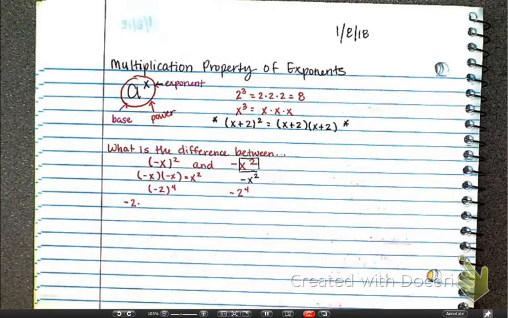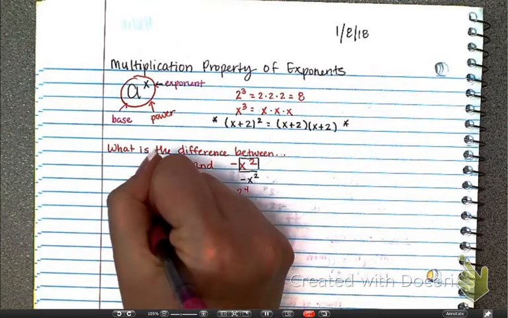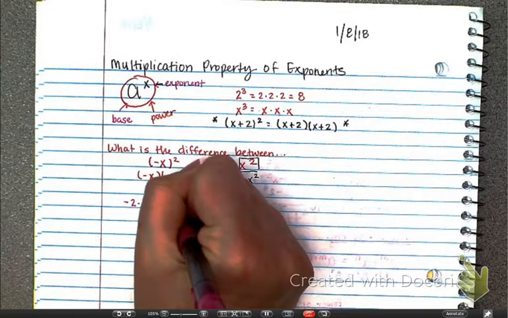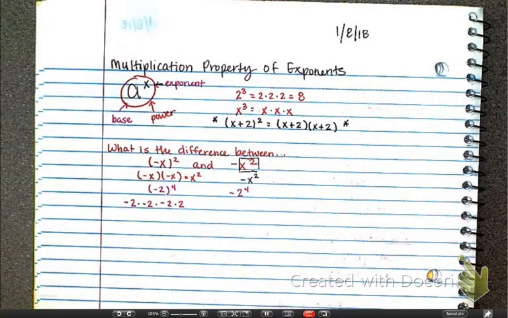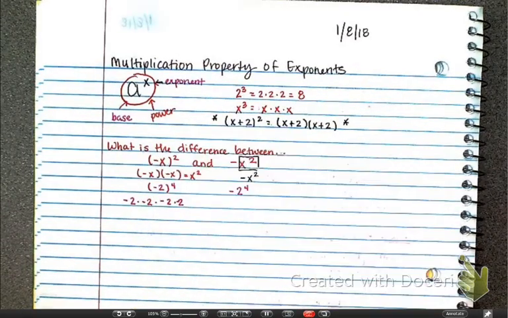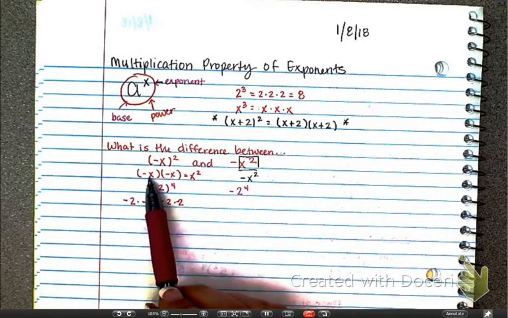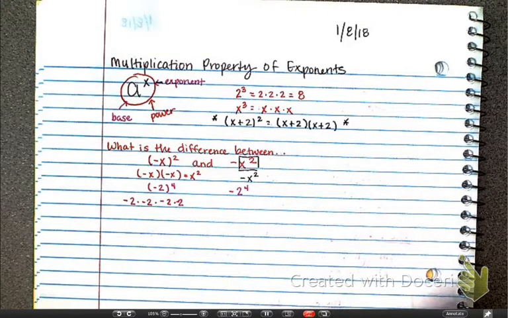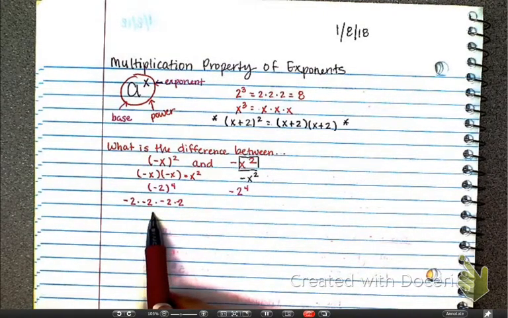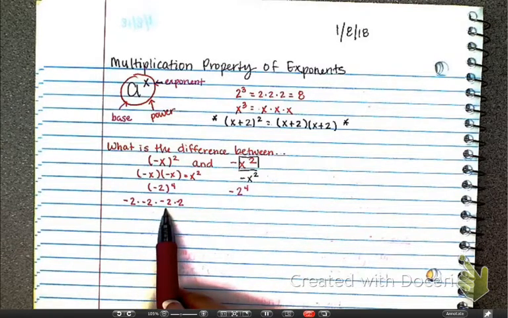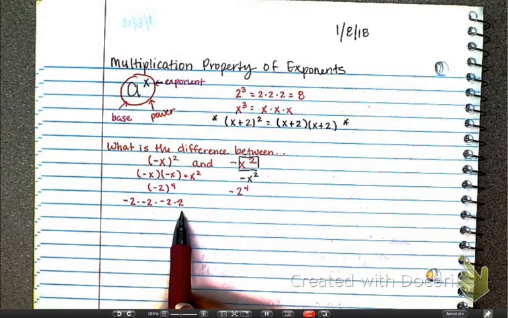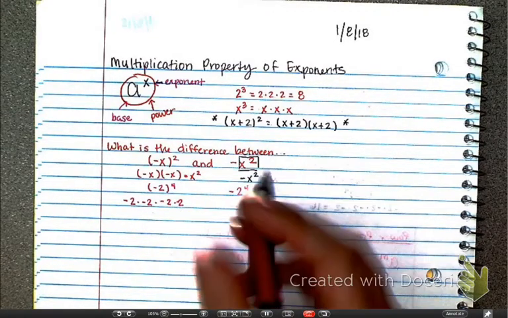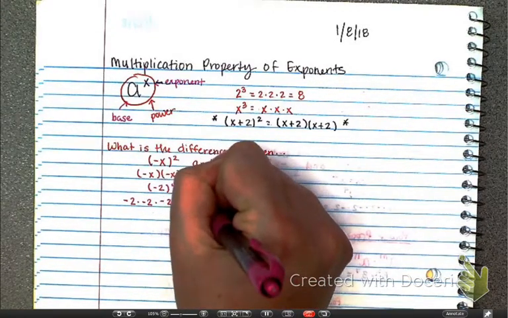So, anyone? No? Okay. So this one's saying I'm going to multiply negative 2 four times. Right? Just like we did up here. Multiply negative x twice. I'm going to multiply negative 2 four times. What's negative 2 times negative 2? 4. 4 times negative 2? Negative 8. Negative 8 times negative 2? Positive 16. So this one is a positive 16.